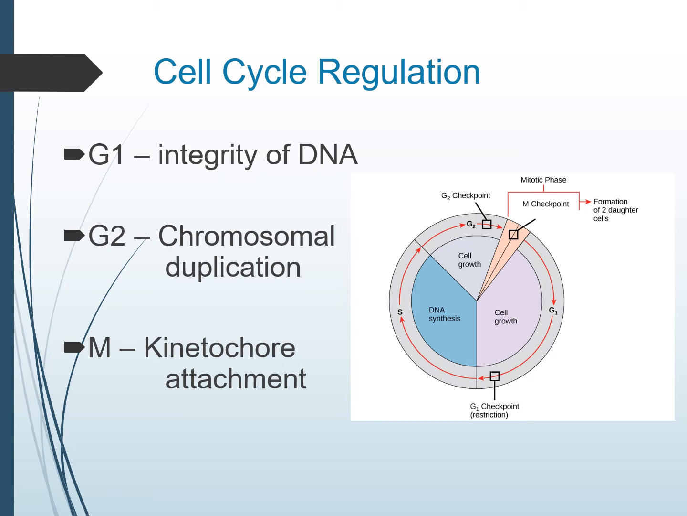At the end of G2, the checkpoint is designed to assess proper chromosomal duplication as well as ensure no damage has happened to the newly duplicated DNA. And finally, the M checkpoint is designed to ensure that the sister chromatids will separate by confirming the kinetochores are properly attached to each pole of the cell.